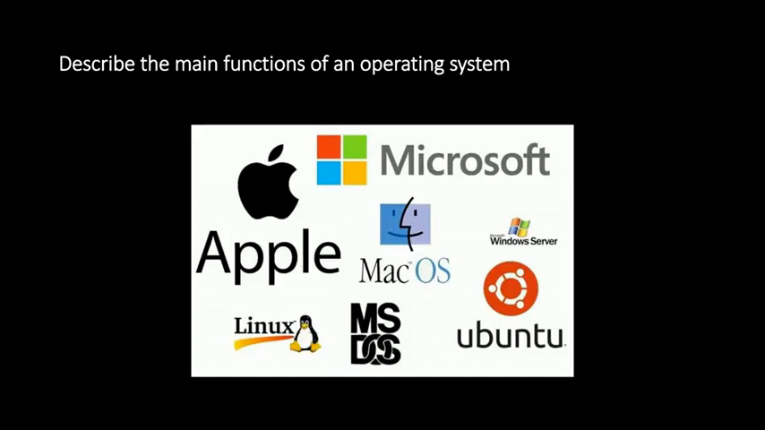So first of all, an operating system provides a user interface. The OS has to provide a link between the user and the computer hardware, and this can be done through a graphical user interface, so GUI, or a CLI, command line based.